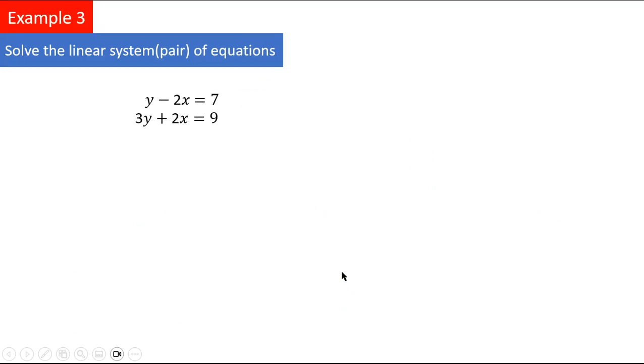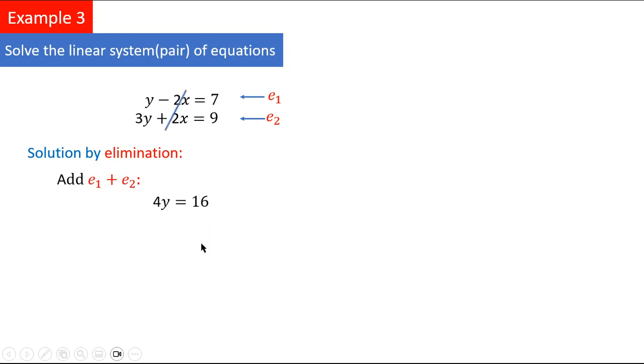Now if I take the same example but do it using elimination, it's easier for this example. By elimination, that's E1, that's E2, add them. Why add them? Because adding them cancels the 2x. You will get an equation with y only. So 4y is equal to 16. Divide by 4, y is equal to 4.